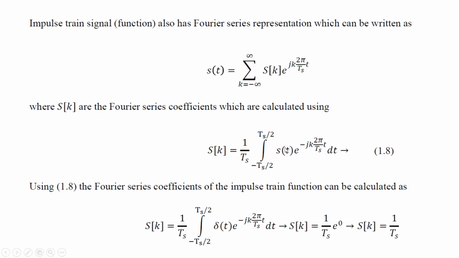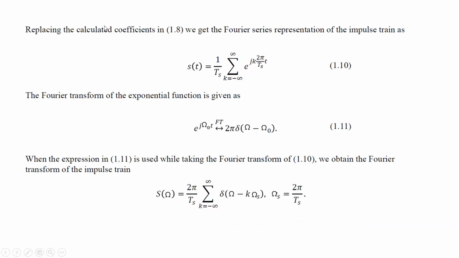All right. Our s(t) is a delta function, so we place at the position of s(t) the delta function delta t, and if we solve this integral, we will get it equal to 1 over capital T_s. All right, and we need to substitute the s_k value in this expression. Then we get the impulse train function as 1 over T_s sigma k going from minus infinity to infinity e to the power j k 2 pi by T_s t.